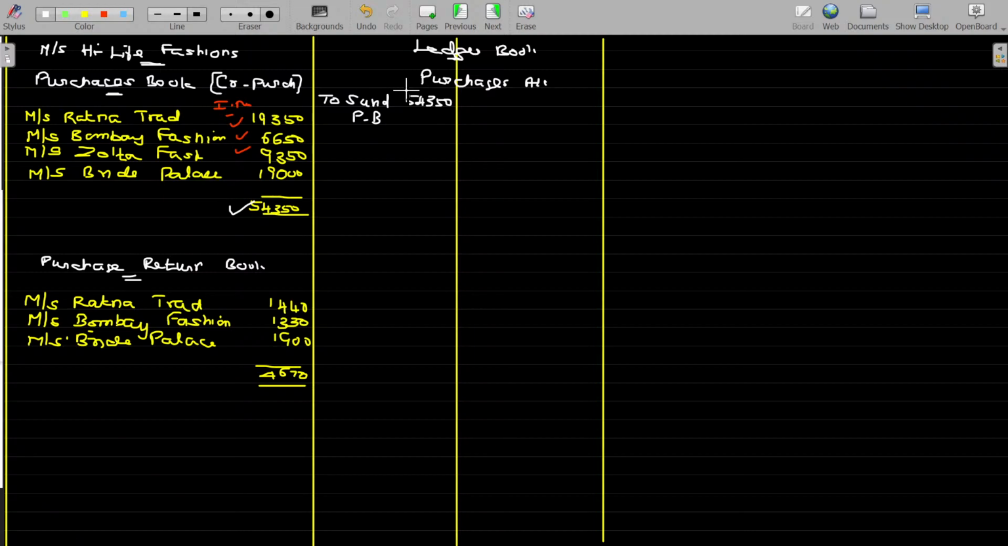So now I have posted the debit side of the purchases account, because purchases and expenses are debited. The internal items like Ratna, Bombay, Zolta, Bright, you have to open all the 4 accounts there. It should be posted in the credit side. Right. Now let's see here. Ratna account, by purchases, this value being 19,350.